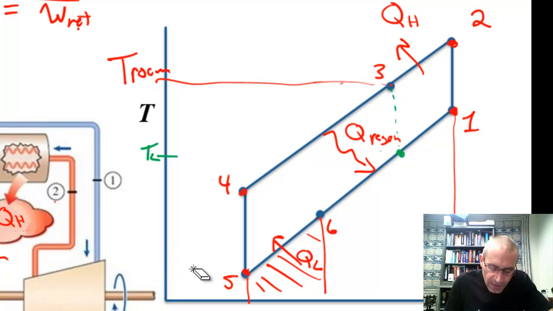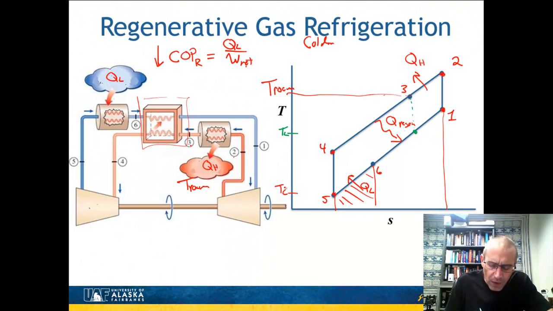And let me erase that, it's in green. This one right over here is going to be the lowest temperature with the regenerator. So I end up with a much lower temperature, although I have a lower coefficient of performance. So that's kind of the point of using this.